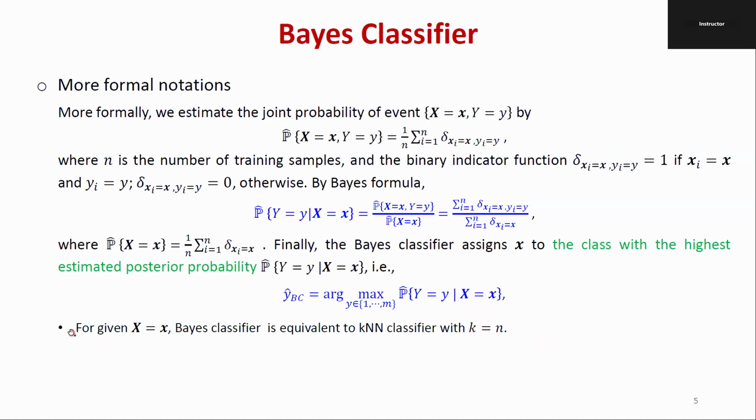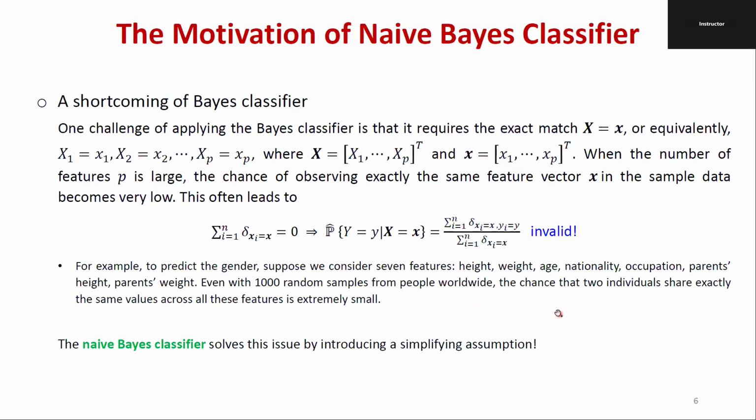And that's one thing I just mentioned: for a given x equal to x, the Bayes classifier is actually equivalent to the KNN classifier with k equal to m. Just now I said k equal to 1, which was wrong. It should be k equal to m, okay? The only difference is that here the distance is in the probability space instead of the Euclidean space. So yeah, that's the thing.